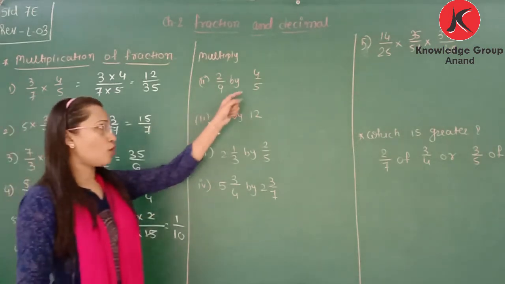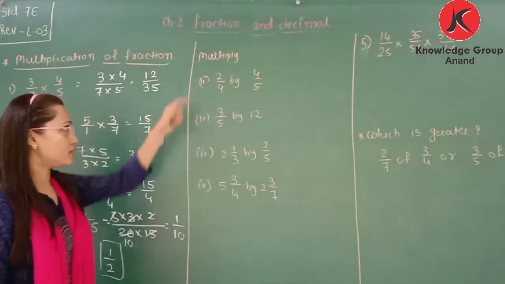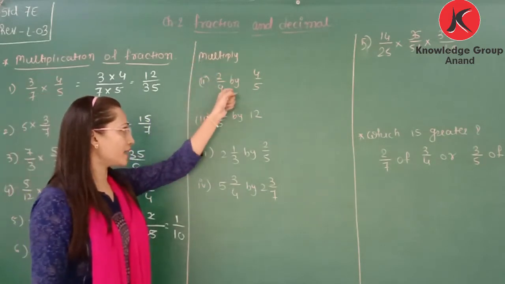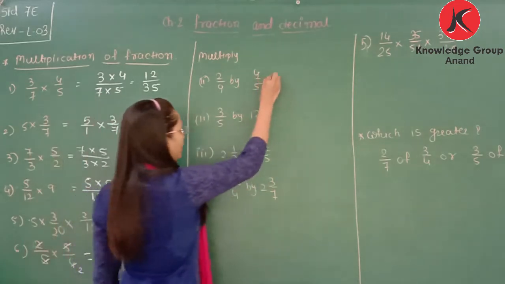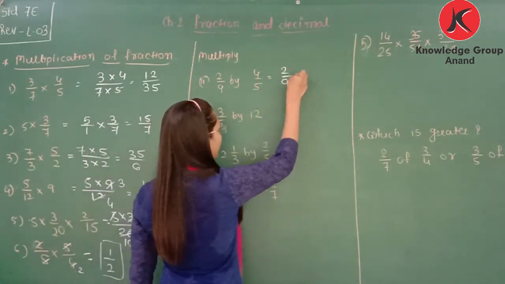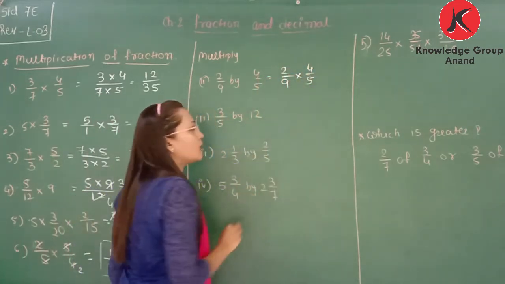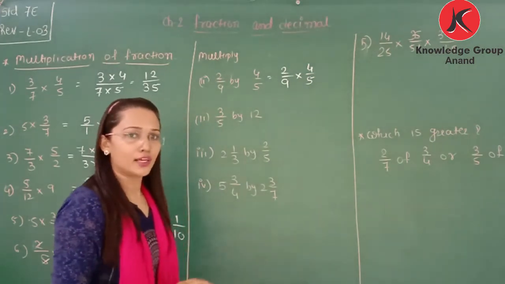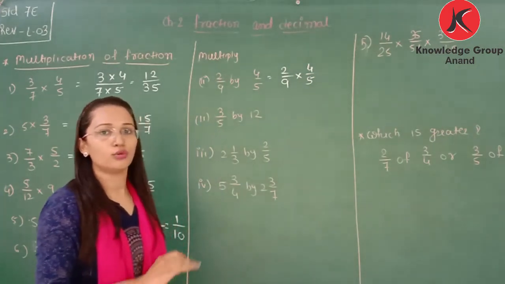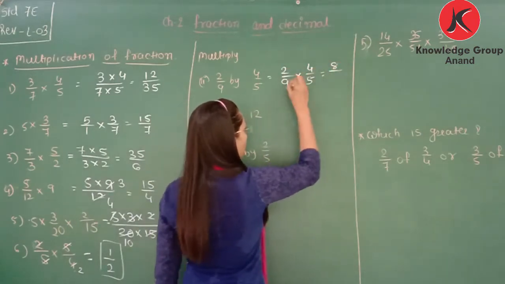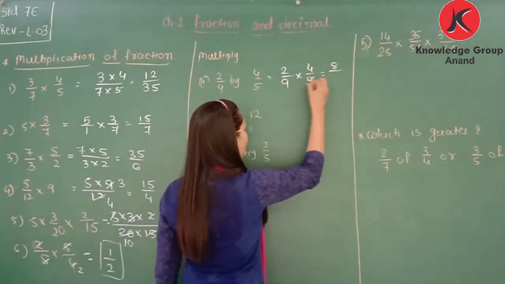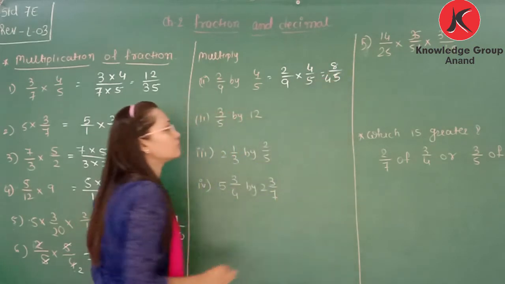Now if the operation 'by' is given, here it is written multiply 2 by 9 by 5 by 4 by 5. So here we can write 2 by 9 multiply 4 by 5. If there is a common factor, then you can cut, and if not, then you can directly multiply the numerators. 2 4s are 8, 9 5s are 40.